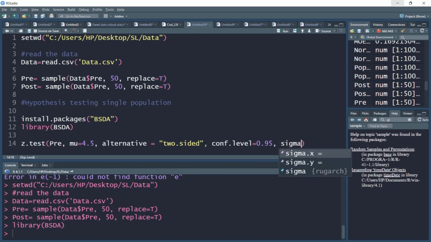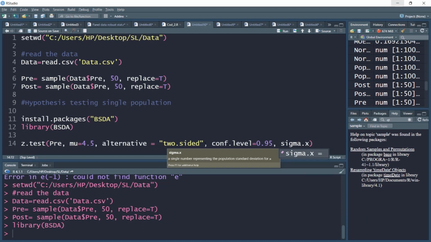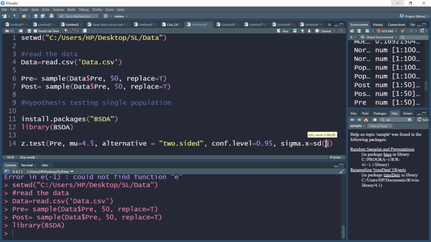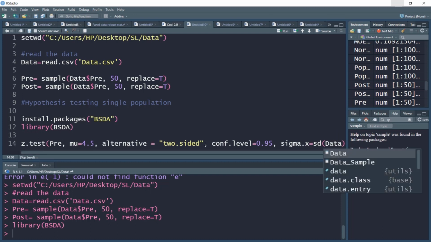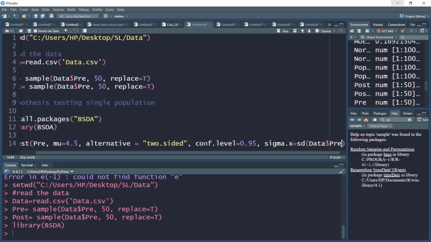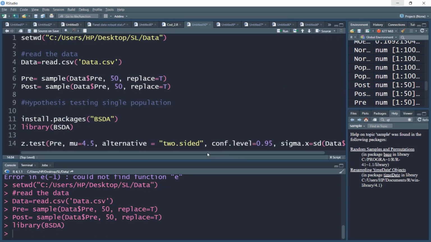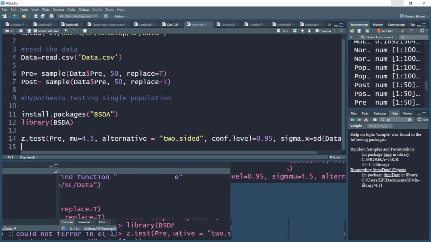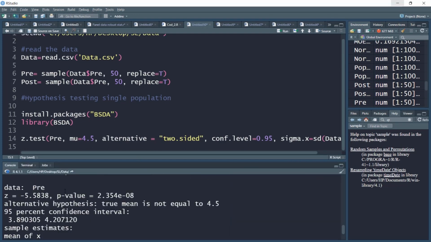Interestingly, we also need to specify the population standard deviation. For the population standard deviation, we'll use the standard deviation of the original data pre variable, using the sd command. Using the sd command, we can compute the standard deviation of the original pre variable. Running this z.test will provide us with the hypothesis testing results. So for example, if I run this, my z statistic is computed as minus 5.5838.